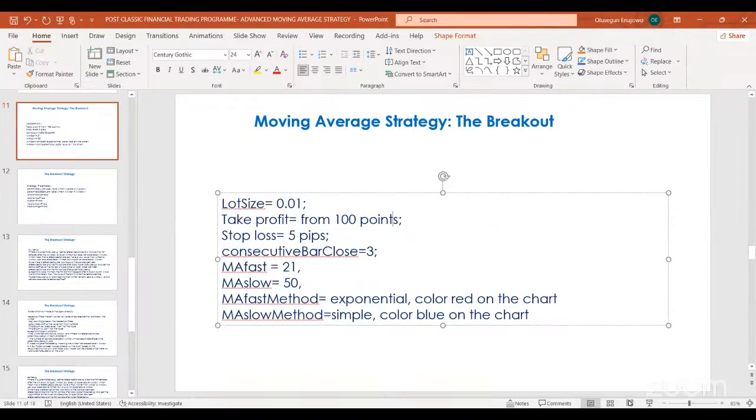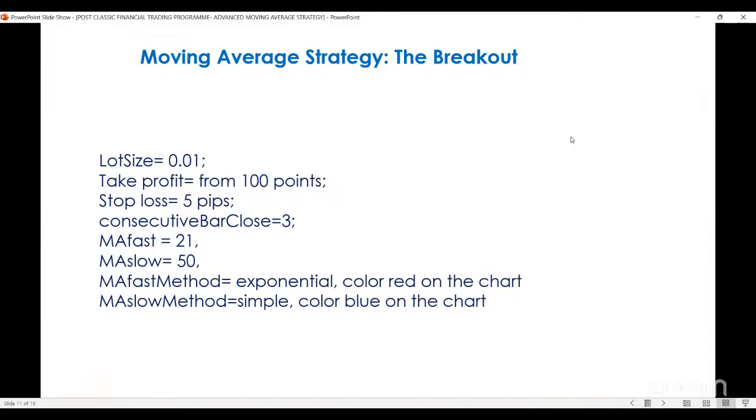Then of course I will take it back to the reading page where you can continue to present. So from 100 points, the stop loss is going to be 5 pips, but these 5 pips, or 5 points, I should have said 5 points. We're going to see how this works.